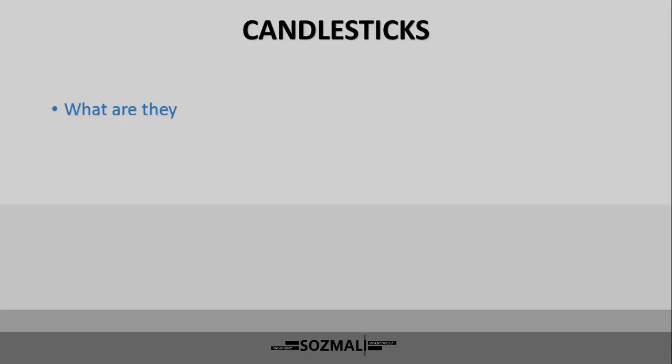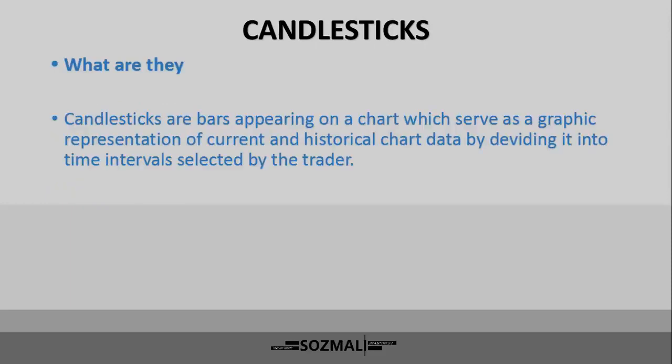Basically, we're going to go through what they are, their origins, alternative charting methods for doing your analysis, and how they work. So, candlesticks basically are bars appearing on a chart that serve as a visual representation of both what's happening now and what happened in the past in terms of the chart price.